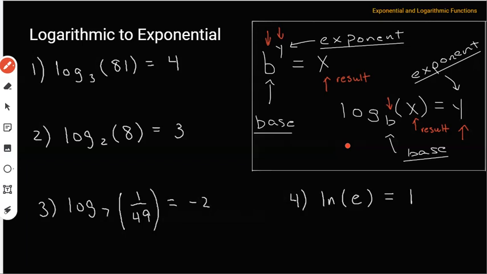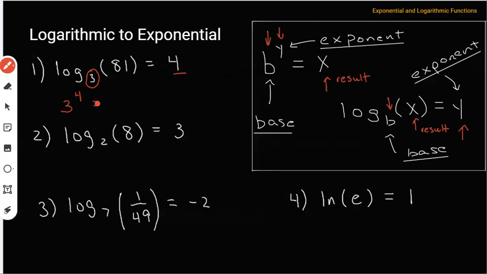So let's look at number 1. This one says logarithm base 3 of 81 is equal to 4. So what I'm going to do first is I'm going to circle the base. The base is always going to be that small number under the log. That's going to be the base of our logarithm. So when we write our expression, 3 is going to be the base for the exponent to go off of. The exponent is going to be on the other side. In this case, it's a 4.